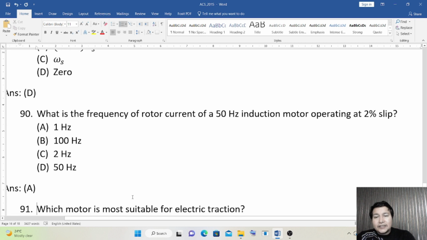What is the frequency of rotor current of a 50 Hz induction motor operating at 2% slip? 1 Hz, 100 Hz, 2 Hz, 50 Hz. So the correct option is 1 Hz.